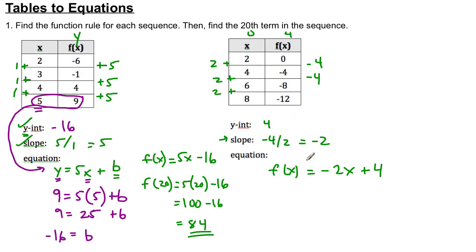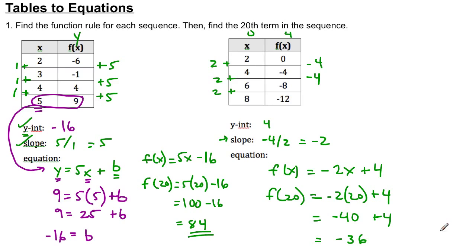Okay, and then from there we want to find f of 20. And that's -2 times 20 plus 4. All right, so we get -40 plus 4, and simplify that to -36. Okay, so that's it.